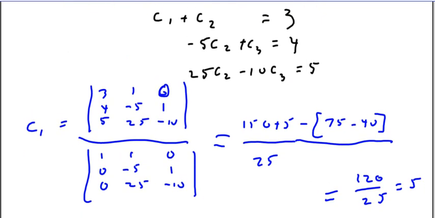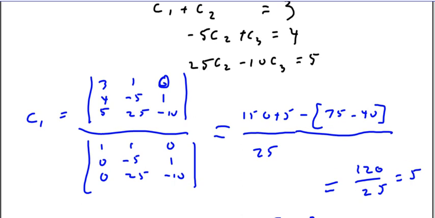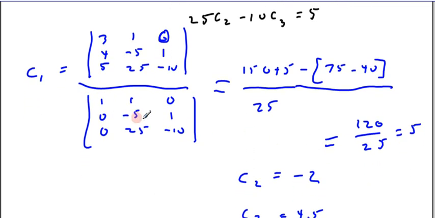3, 4, 5, 1 minus 5, 25, 0, 1 minus 10. 1, 0, 0, 1 minus 5, 25, 0, 1. 50 minus 25, give me a 25. 150 plus 5, 0, 75, minus 40. Grab my calculator real quick. 150 plus 5, minus 75 plus 40. 120. 120 over 25 is 5.